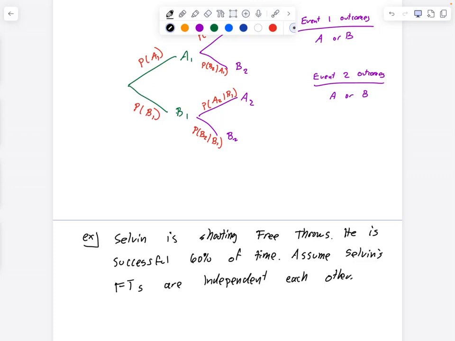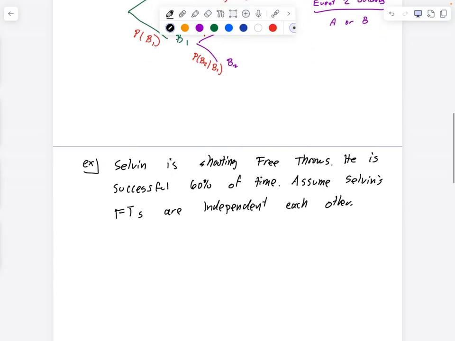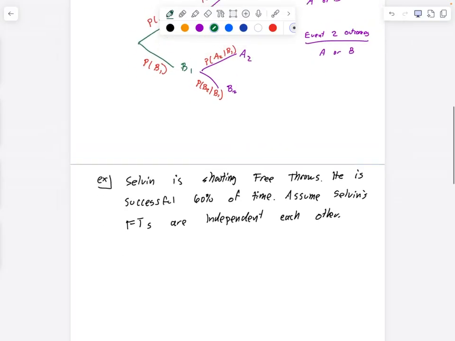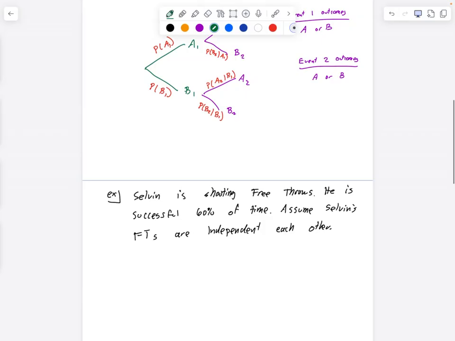So, Selvin shoots a free throw. What are the 2 outcomes? He makes it; we'll call that S for success. He misses; we'll use F for fail. Very good. F and S, success and failure, is a very common pair that we like to use. So makes is a success and misses is a failure.